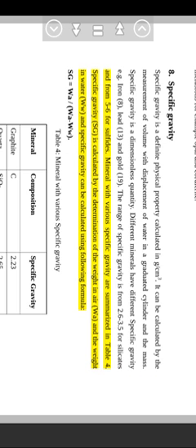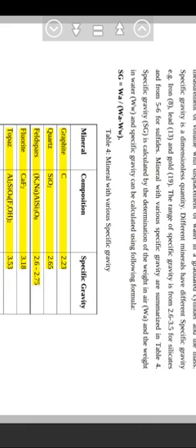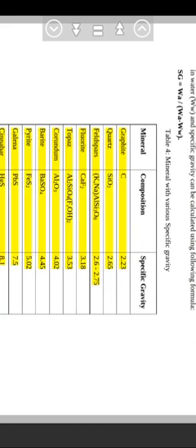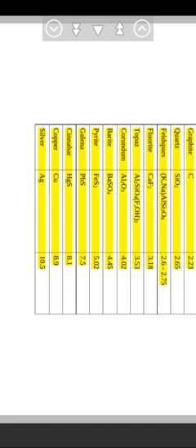Specific gravity, Sg, is calculated by determining the weight in air, Wa, and the weight in water, Ww, and it can be calculated using the following formula. Sg equals Wa over (Wa minus Ww). Table 4. Minerals with various specific gravity. Mineral, composition, specific gravity. Graphite, C, 2.23. Quartz, SiO2, 2.65. Feldspars, K, Na, 2.62 to 2.75. Fluorite, CaF2, 3.18.